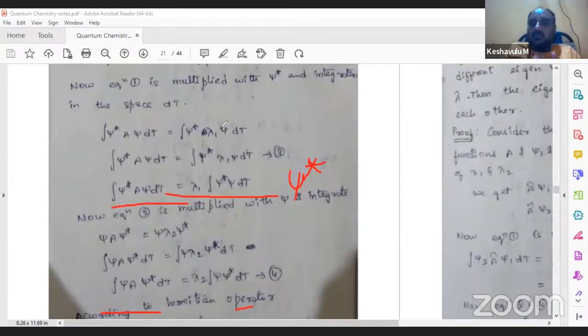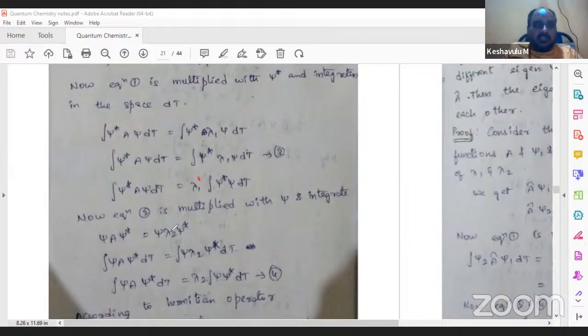Already we told that it is a constant, that's why we take it to the front side. Then integral of psi star into psi into d tau. That is the equation number 3, right? So here we got one equation. That is the equation number 3.